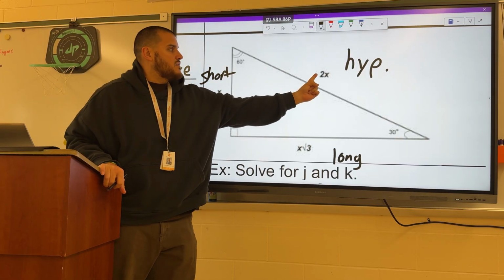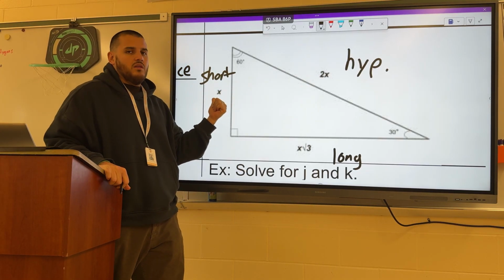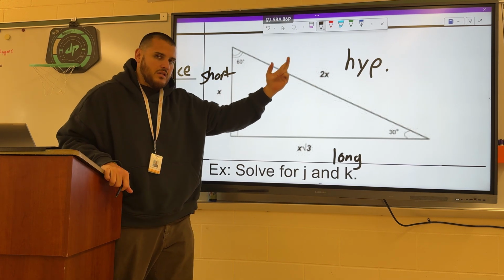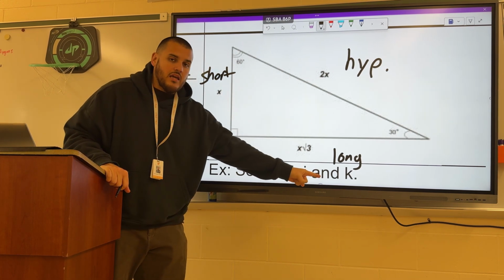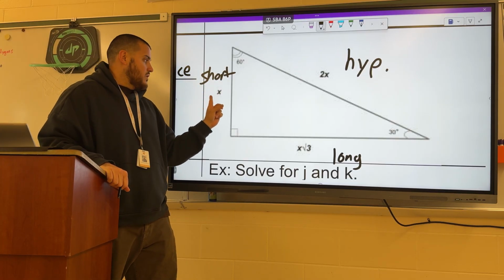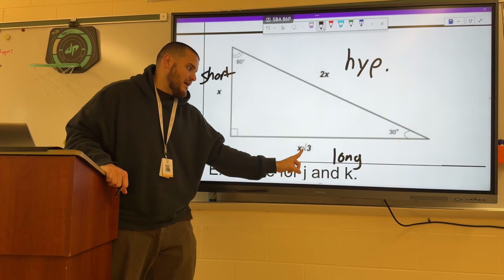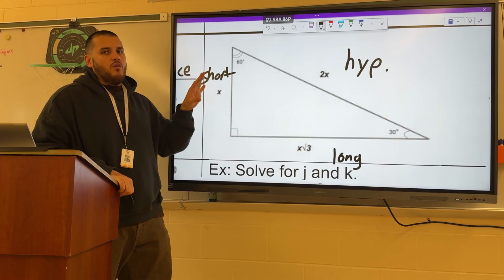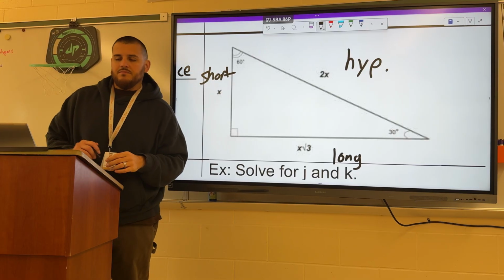The hypotenuse is 2 times larger than the short leg. The short leg is x, the hypotenuse is x times 2. The long leg is the square root of 3 times larger than the short leg. So again, the short leg is x, the long leg is x times the square root of 3. This is our relationship for all 30, 60, 90s.